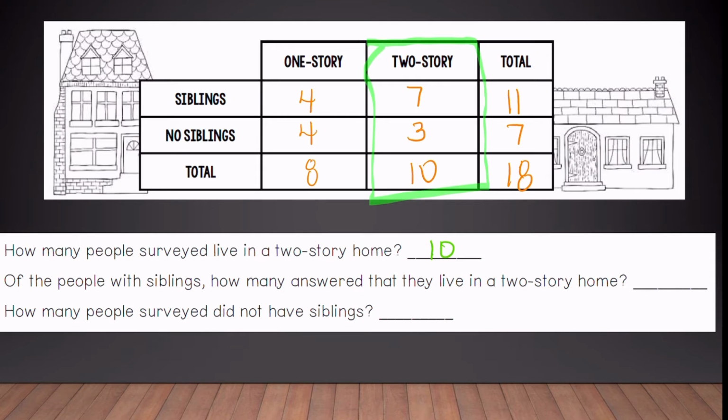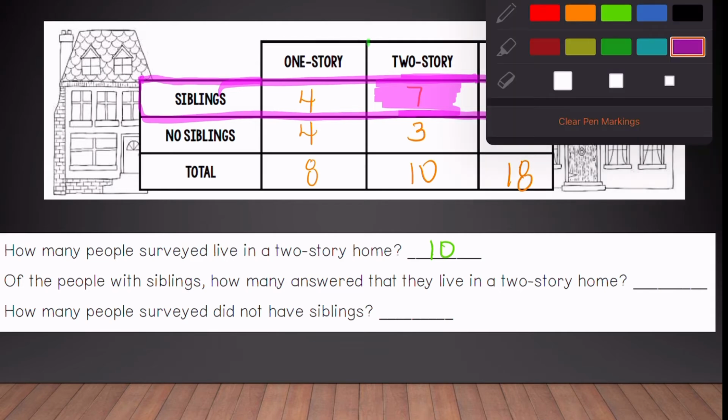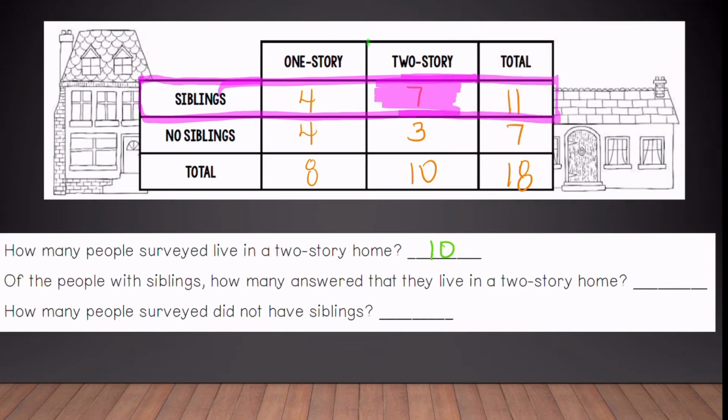So the question changes a bit here. It says, of the people with siblings. So I'm going to shift what I'm looking at. I'm looking at the row with siblings. So those that have siblings, I want to go this way. Okay. How many of them live in a 2-story? And that right there, ladies and gentlemen, says that there are 7 people that have siblings and live in a 2-story.